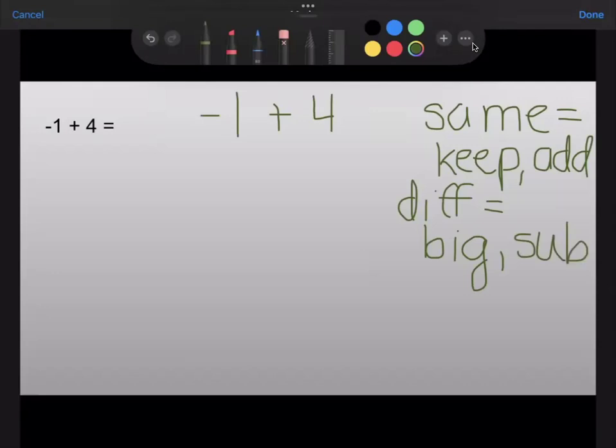We've got -1 and we've got 4. So what I need to do is keep the sign of the bigger number. Since 4 is bigger than 1 and 4 is positive, I know that my answer is going to be positive. I can either put a little plus here just to remind myself that I've already looked at that, or I can just leave it blank. Up to you. Now I have to subtract the numbers. So 4 minus 1 would be 3. That means the answer to this is 3.